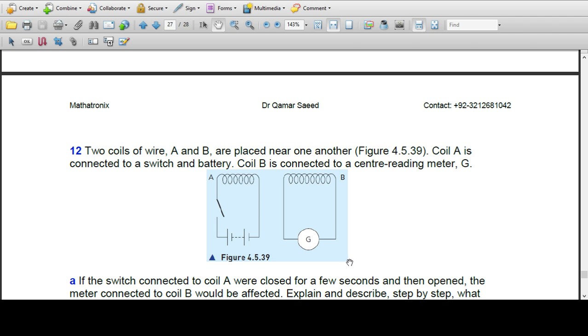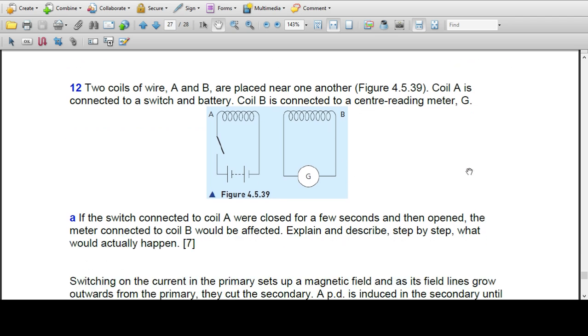Two coils of wire A and B are placed near to each other. Coil A is connected to the switch and battery. Coil B is connected to a center reading meter. So if the switch connected to coil A is closed for a few seconds and then opened, the meter reading on coil B will be affected.